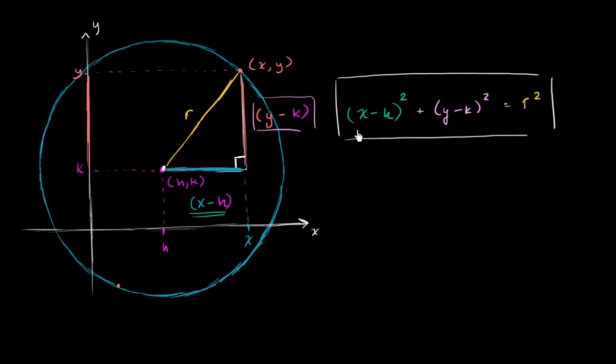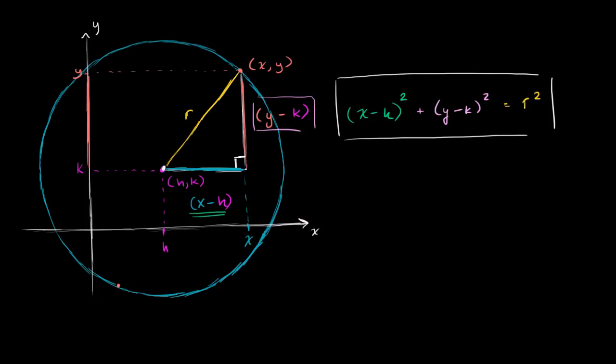Any combination of x's and y's for which this is true, given your center, given h and k, and given the radius, any x's and y's that will meet these constraints are going to be on the circle.